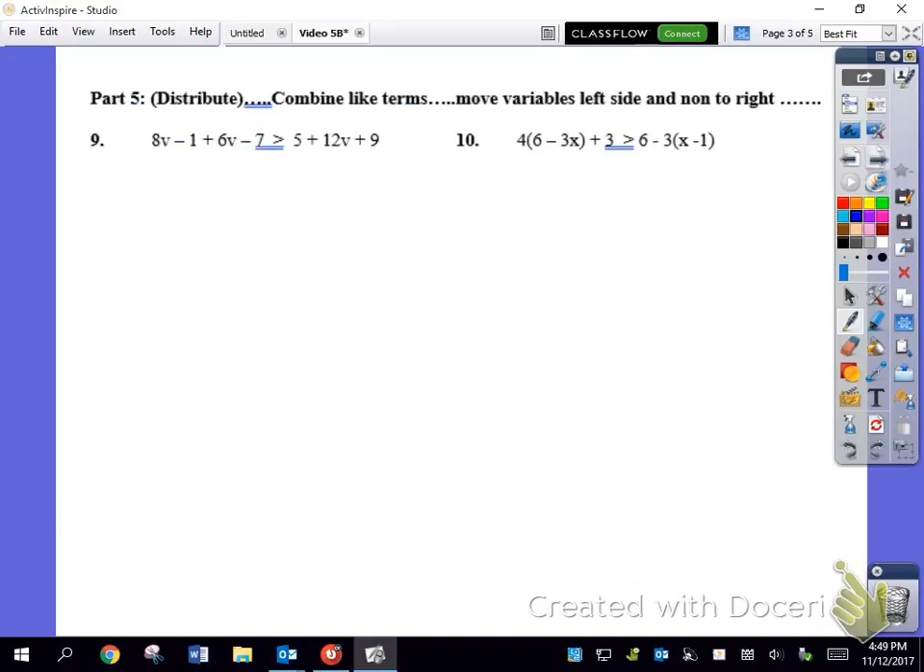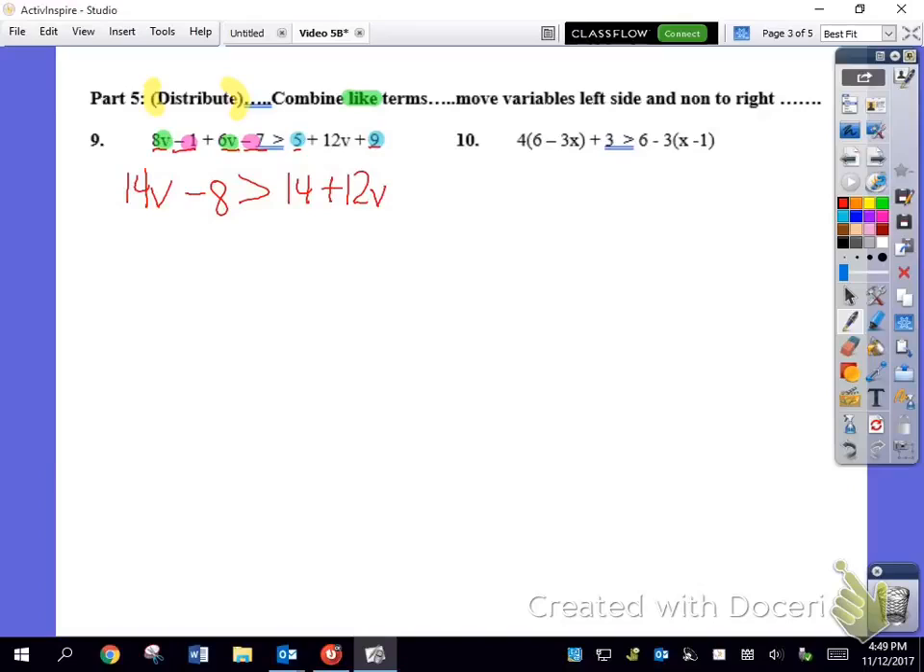Number 9. The very first thing you're gonna look for is to distribute if there's any parentheses. There's no parentheses on number 9. After that, we look for like terms. 8b and 6b are the same. Negative 1 and negative 7 are the same. 5 and 9 are the same. They have to be on the same side of the equal sign, and then you can combine them. So 8b and 6b, 14b, negative 1 minus 7 is negative 8 greater than, 5 and 9 is 14, and you just bring down the plus 12b.